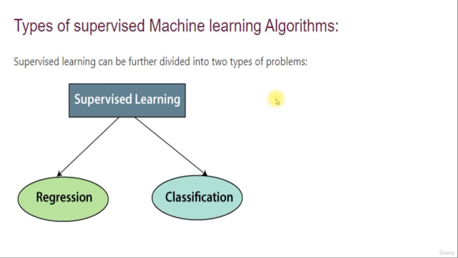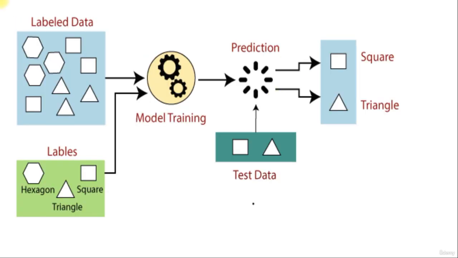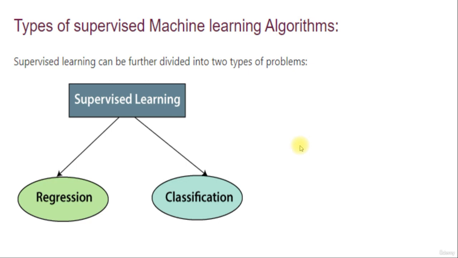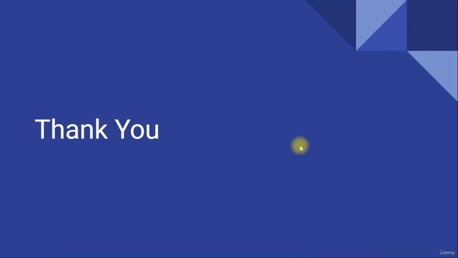So I hope you are very clear on supervised machine learning. This is the entire life cycle of supervised machine learning, and these are the two different types of problems that we are going to deal with in supervised machine learning. So let's move to the next video. Thank you.